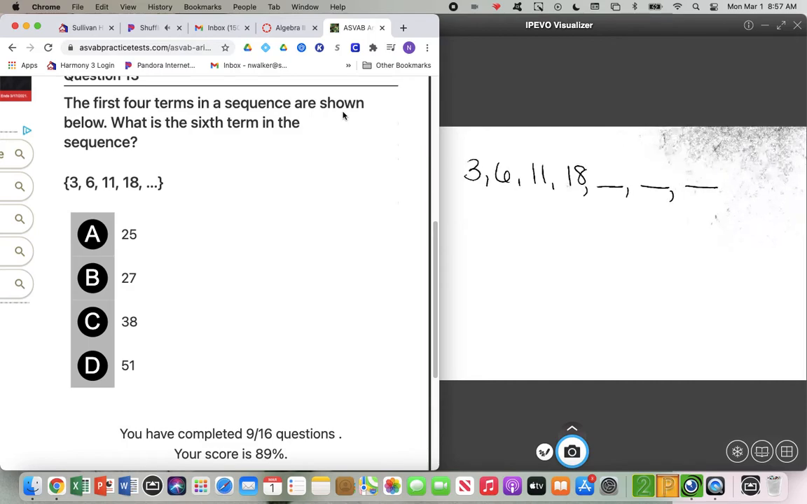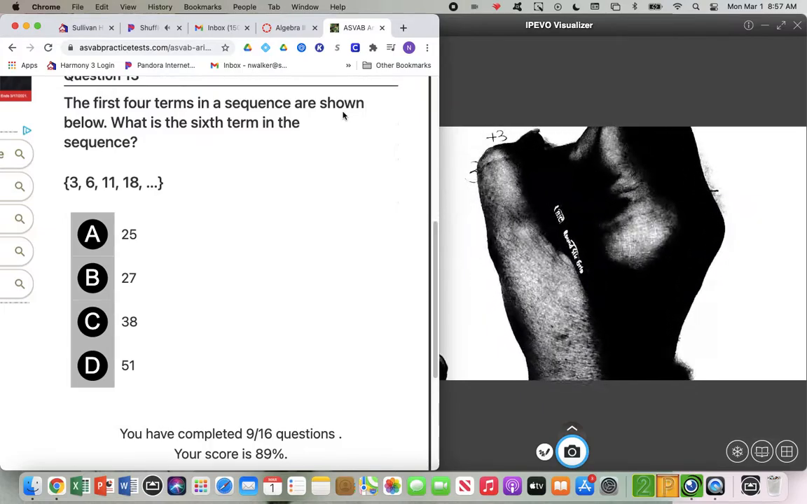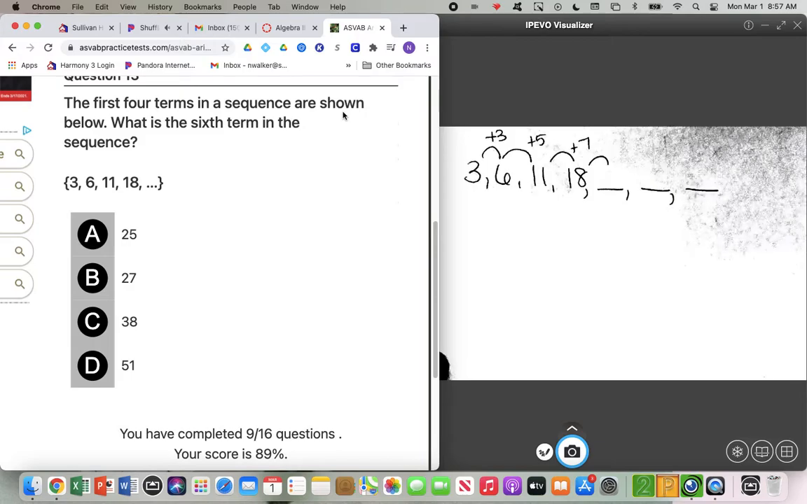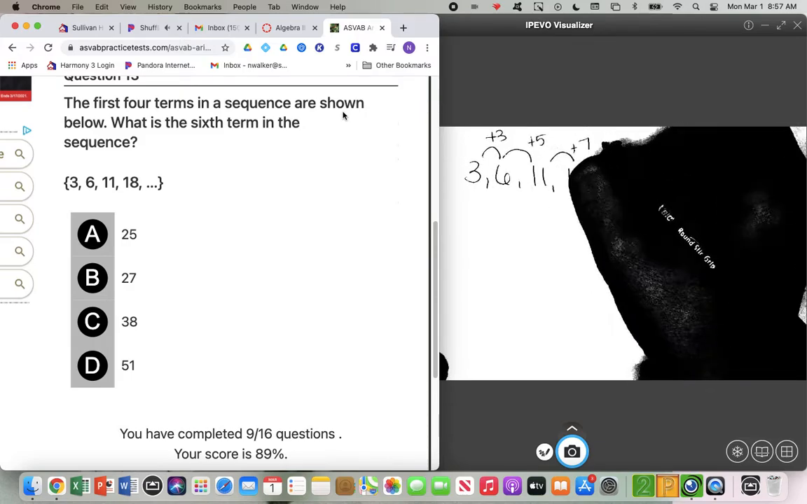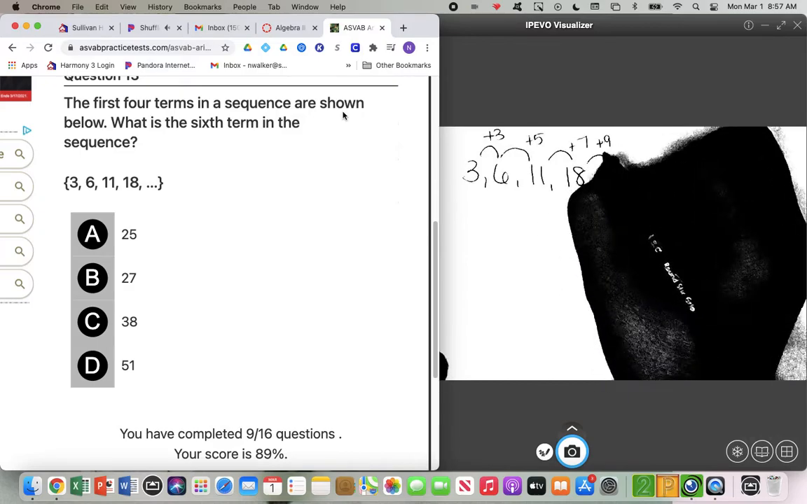What is it? That plus 2 every time. No, like 3, 5, 7. All right, so this one is plus 3, that one's plus 5, that one's plus 7. So then what would this next number be? 27. Oh, well, yeah, but you would add 9, right? So that would be 18 plus 9 is 27.